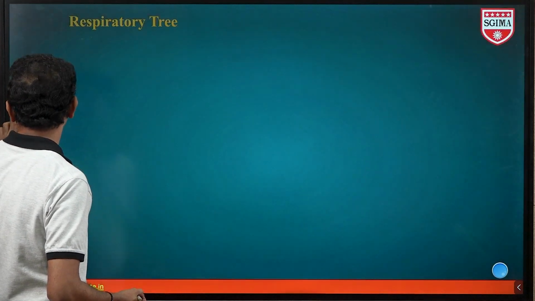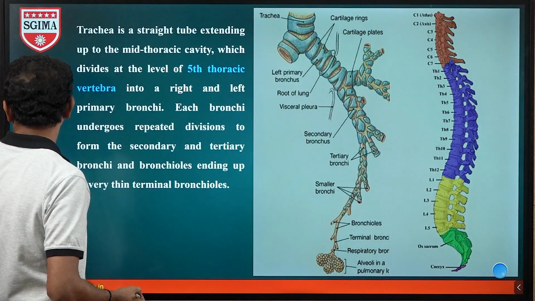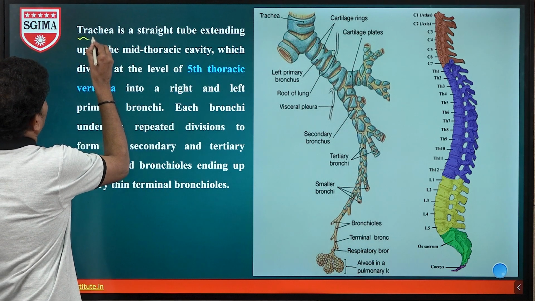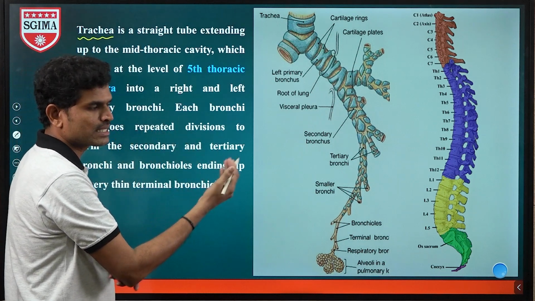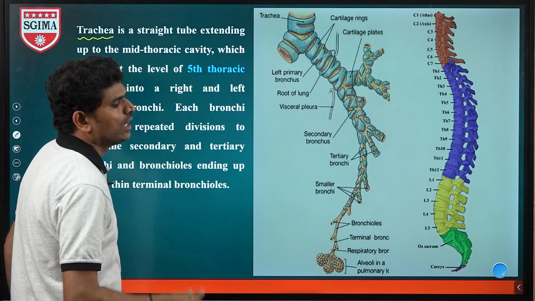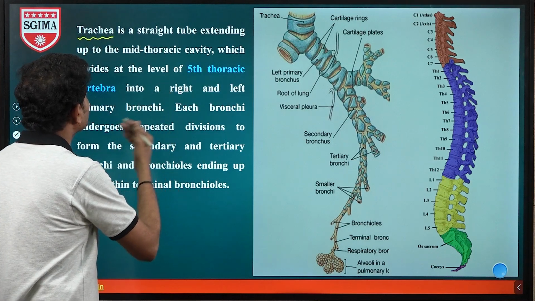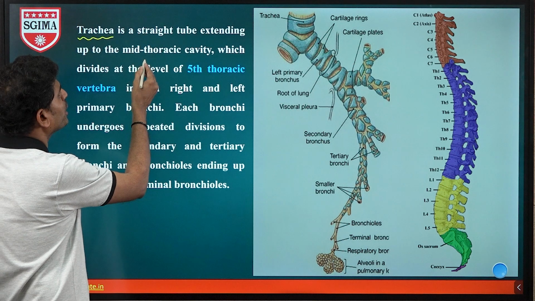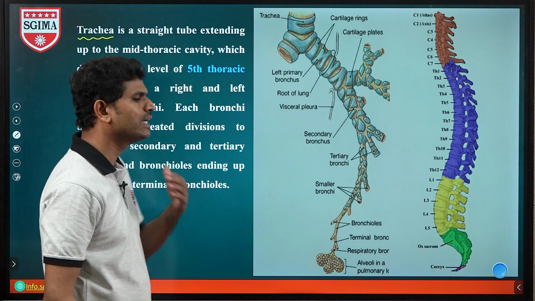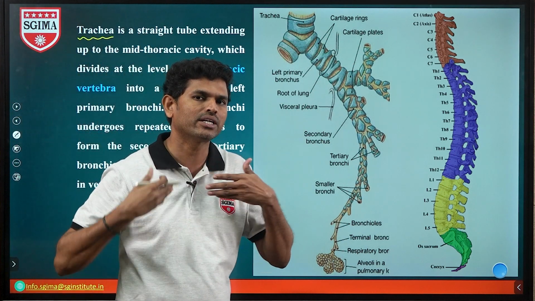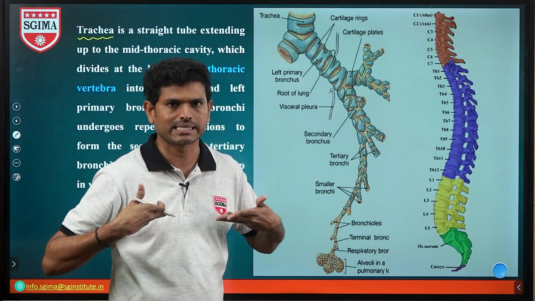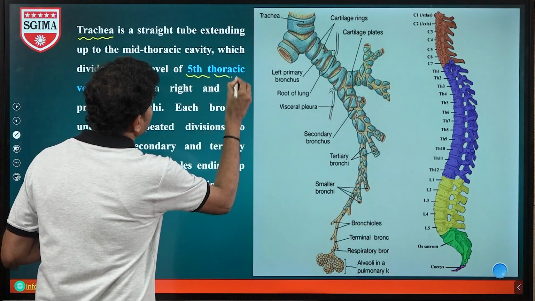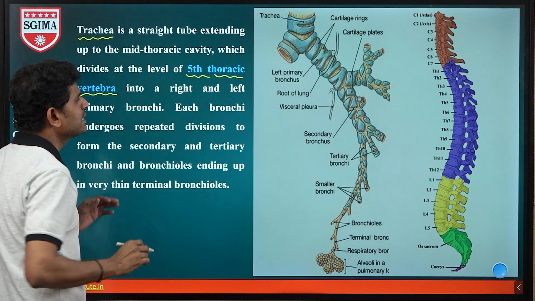Next, trachea. One second. Yes, so trachea, the next part. Previously pharynx was completed, then larynx. Next, the larynx opens into the trachea. The trachea is a straight tube extending up to the mid-thoracic cavity. From the neck region it starts and enters the thorax, exactly the middle of the thorax, which is at the fifth thoracic vertebra.